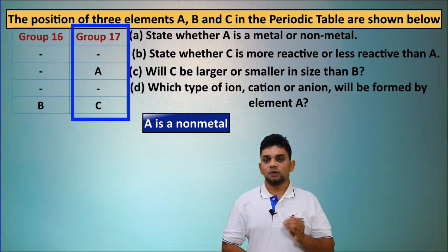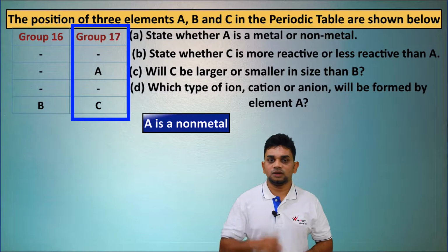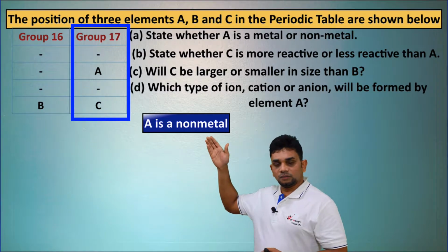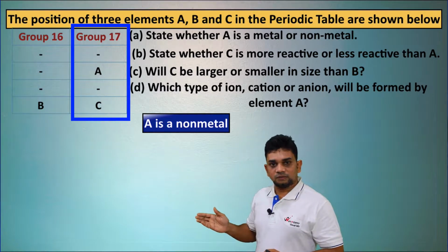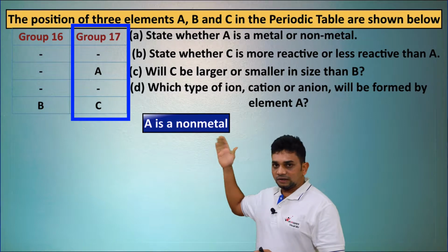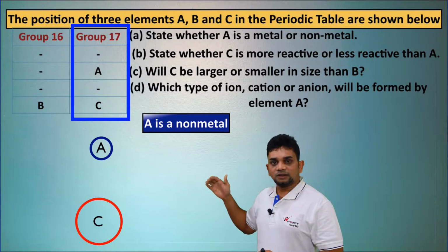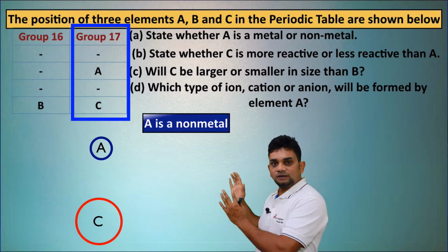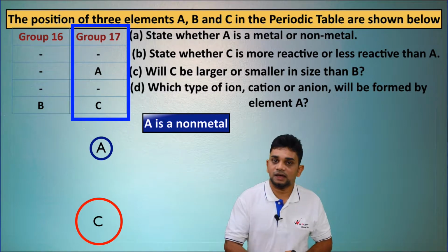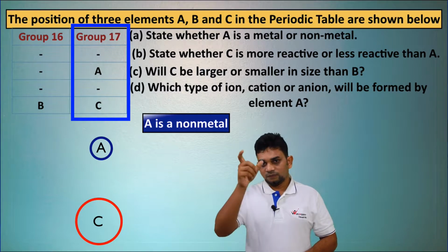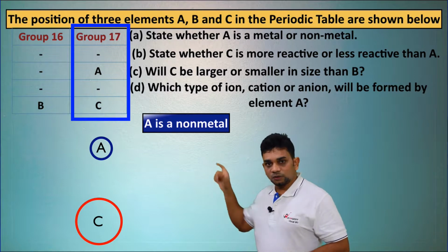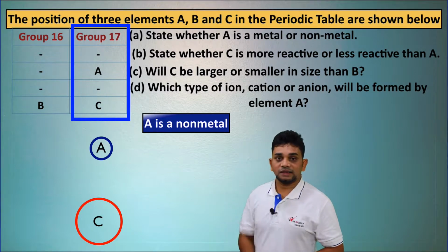Second one. State whether C is more reactive or less reactive than A. We need to compare A and C. We know that when we are moving down the group, the size of atom is increasing. When we are comparing A and C, C is at the bottom of A, right? So C is having larger size, C is bigger than A. In the case of halogen, when we are moving down the group, the reactivity is decreasing.